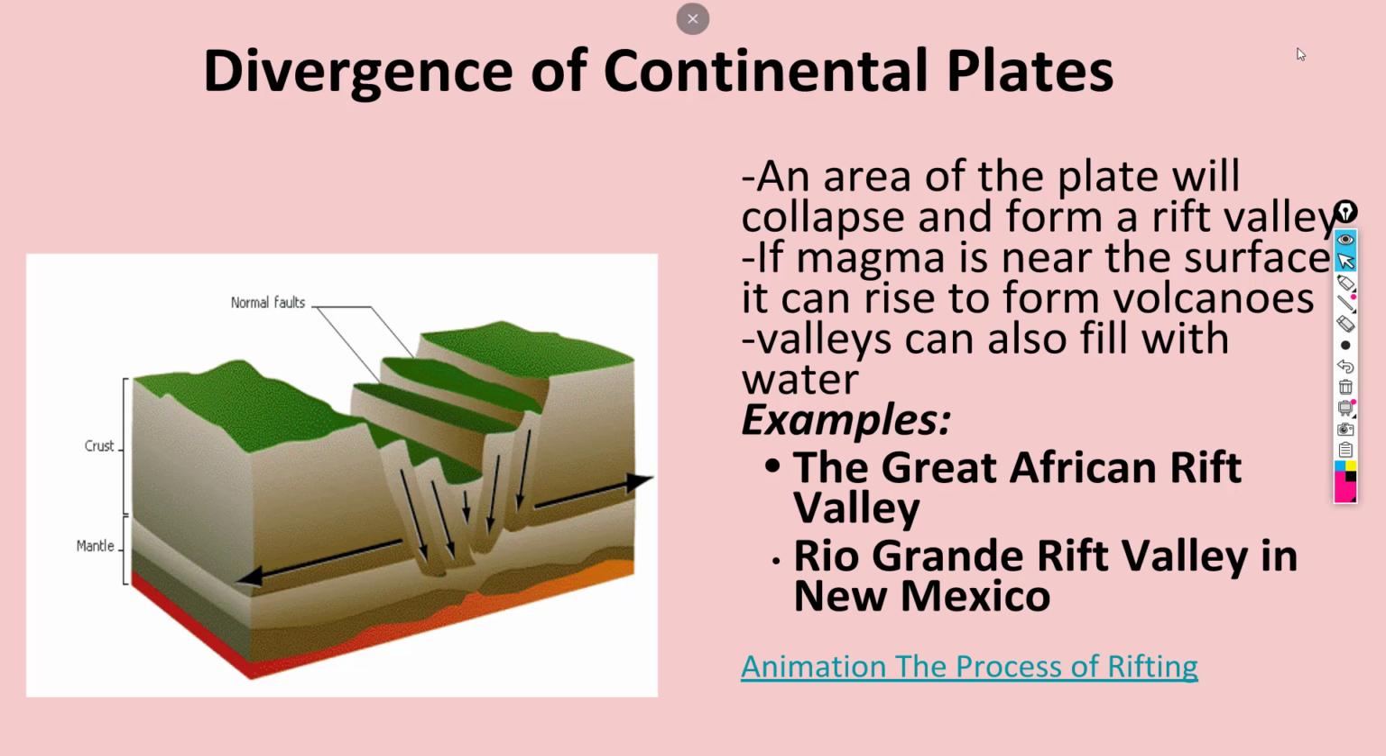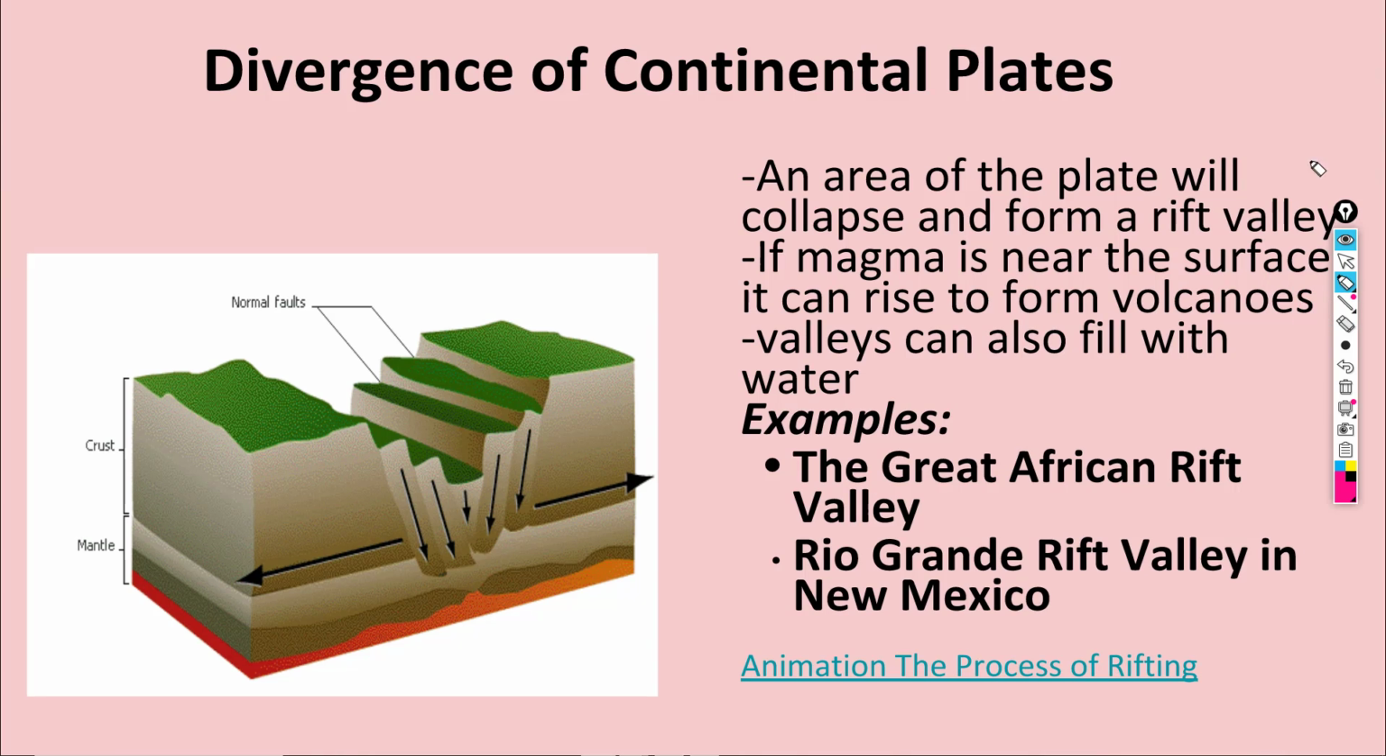And I'm going to go ahead and jump right to the examples. There's two really great examples of where this is happening. The best example on the planet is the Great African Rift Valley. And the second best example is the Rio Grande Rift Valley in New Mexico, which is happening right here in the United States. The difference is that the Great African Rift Valley is happening much faster. And what you have, and I'm going to jump ahead so that you can see what I'm talking about here.